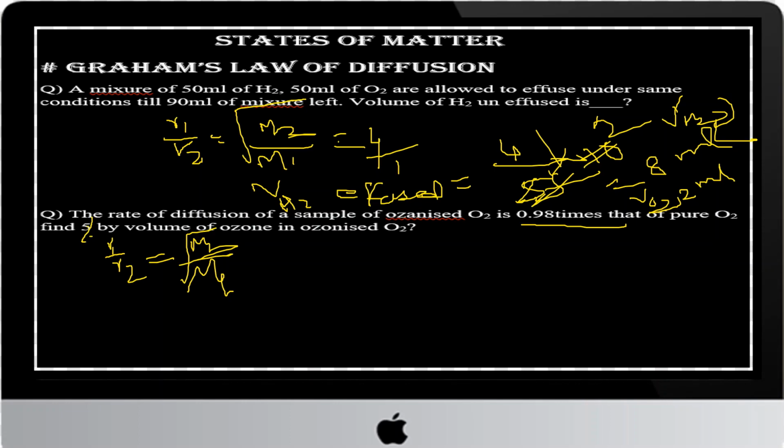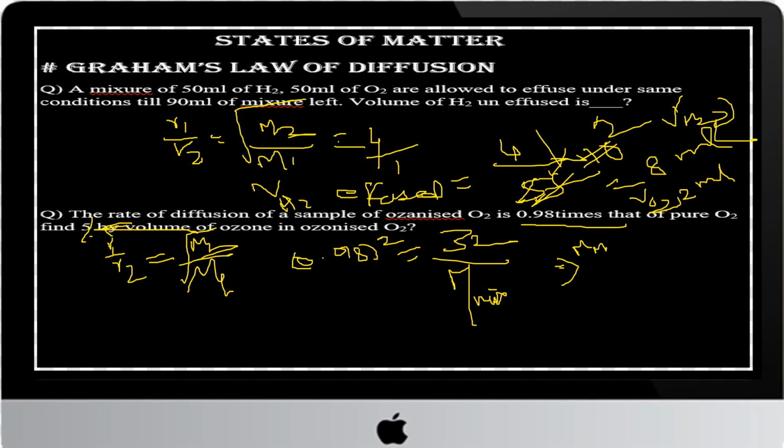If you substitute the terms here, they have given the rate of diffusion as 0.98 times. If you square it, it becomes 0.98 square is equal to root over M2 by M1. That means the weight of oxygen by the weight of the ozonized, the mixed one. Solving this, we get the molecular weight of the mixed one, the ozonized, as 33.3 grams. Check it once.